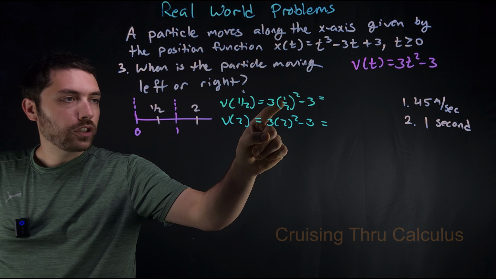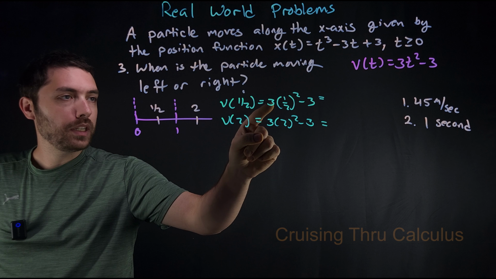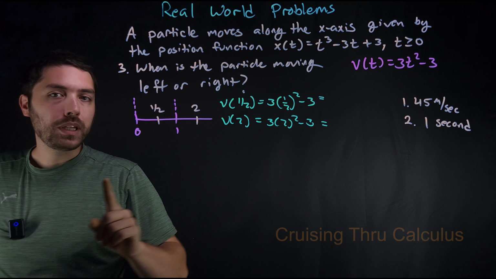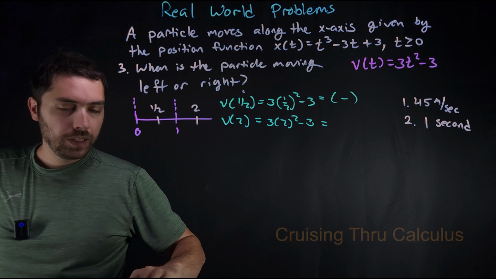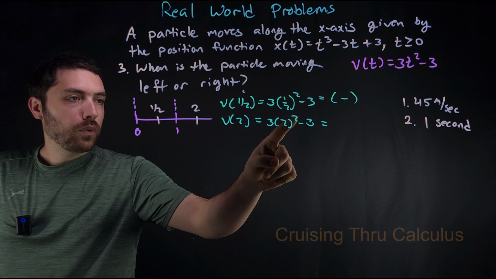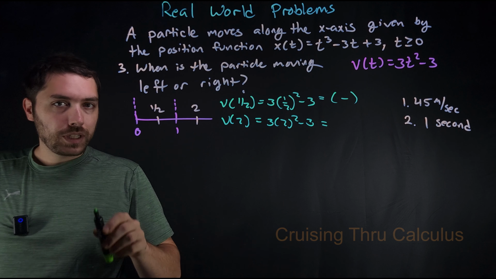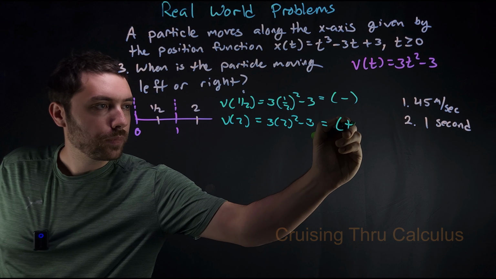1/2 squared is actually 1/4. 1/4 times 3 is 3/4. 3/4 minus 3 is definitely going to give us a negative answer. On the next one, we have 2 squared, which is 4. 4 times 3 is 12, and 12 minus 3 is definitely going to give us a positive answer.